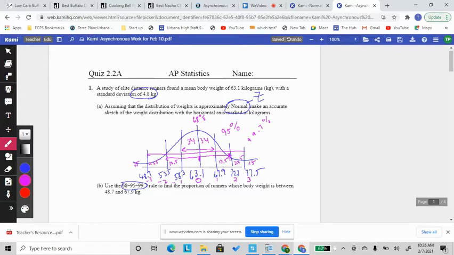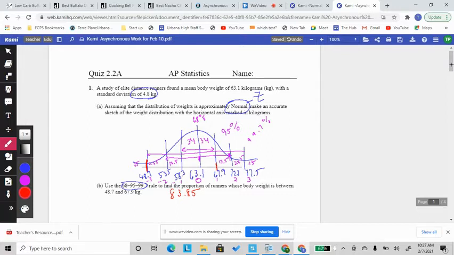2.35. Okay, so here we go. The question is, find the proportion of runners whose body weight is between 48.7 and 67.9. So we just go through and we add them up. 34 plus 34 plus 13.5 plus 2.35, and you add them up and you get 83.85. So I just went through, divvied up the 68, divvied up the 95, divvied up the 97, and then you add your pieces together. That's the empirical rule.